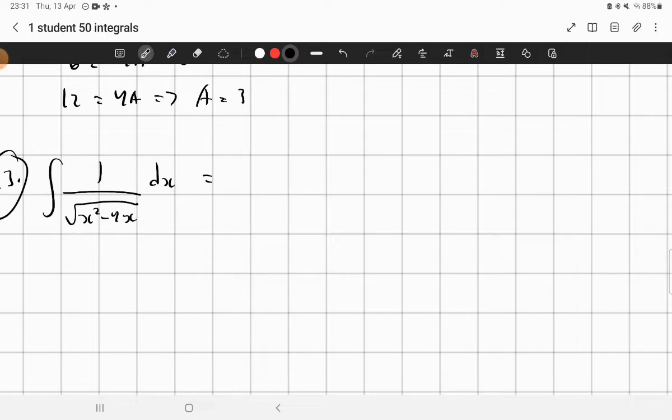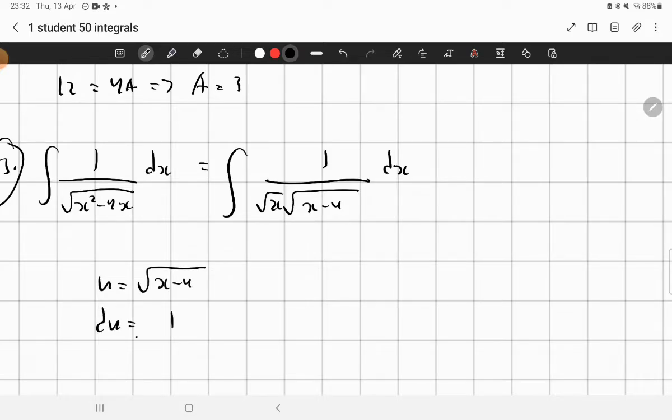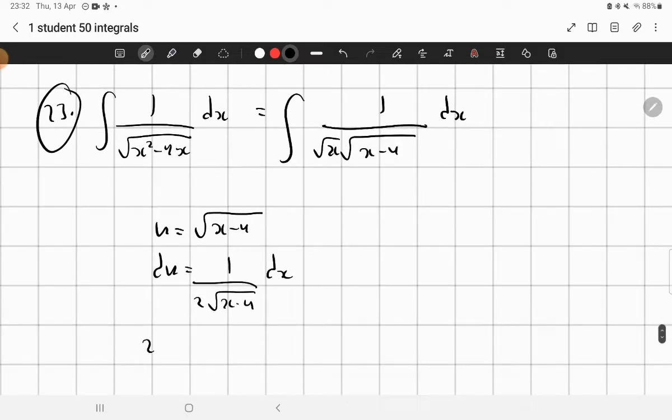But okay, so I think 1 over the square root of x times the square root of x minus 4, now that is a right way to do so. So what do I mean by it? Okay, so basically, the square root of x minus 4, I can let u as the square root of x minus 4 and taking the first derivative, 1 over 2 square root of x minus 4 dx, and by multiplying both sides with 2, du is equal to 1 over the square root of x minus 4 dx.